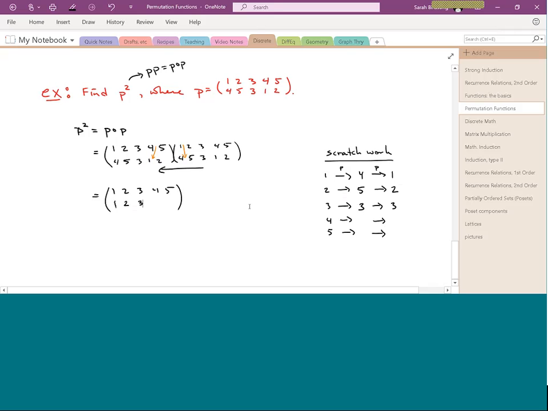So I'm going to throw this to you guys. What do you think happens if you start at 4? What number should I put here under 4 in p squared?